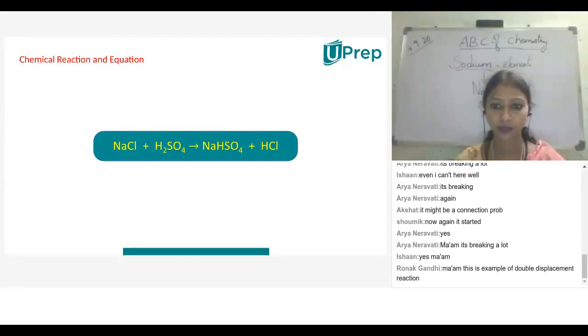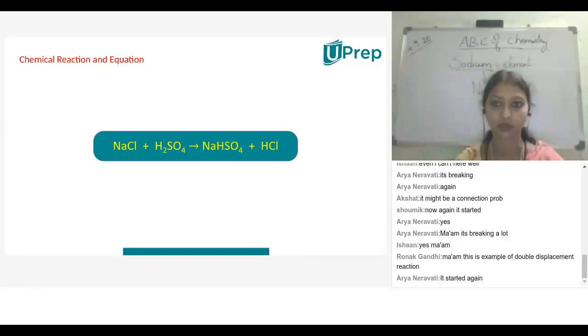So to express this, yes, Ronak, we can call this a double displacement reaction. Very good. It is a type of chemical reaction. In higher classes, you are going to learn about the types of reactions and work with all of them in the laboratory. Here we can start: sodium chloride plus sulfuric acid gives sodium hydrogen sulfate, or sodium bisulfate, plus HCl.